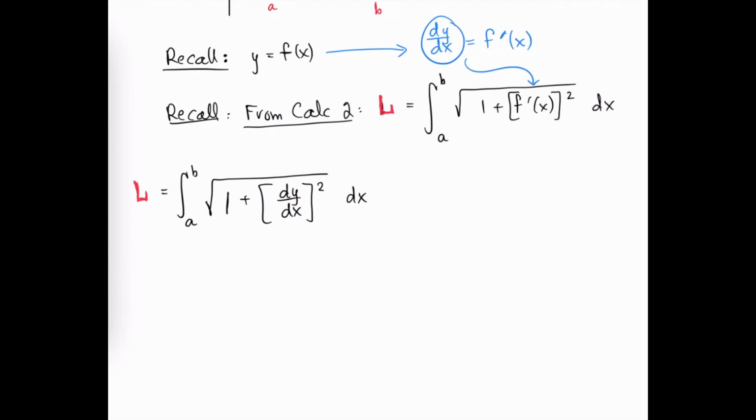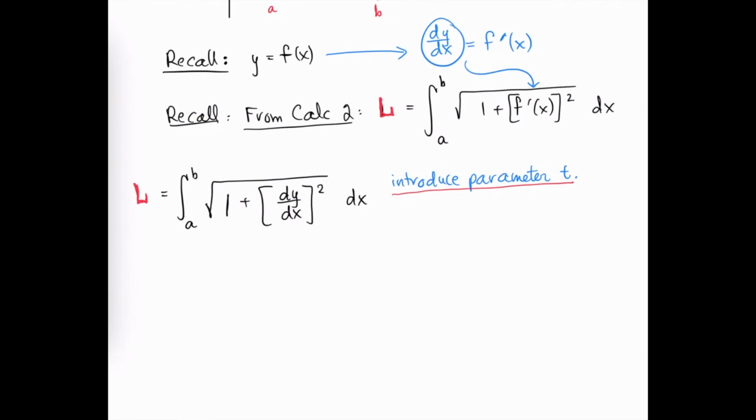Now what we want to do is introduce the parameter t and eventually get the integrand to depend on t and evaluate with respect to t. So in order to do that, we're going to pull an algebra move right here and rewrite this integrand where that fraction is a complex fraction.